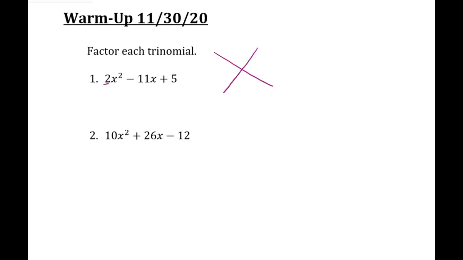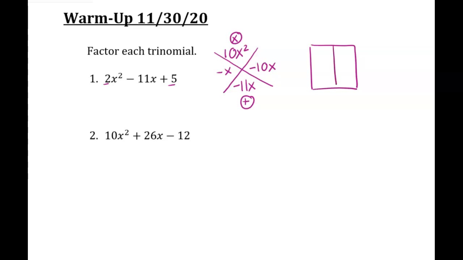So AC x squared will be 10x squared up there. Bx is negative 11x, so we want to add to negative 11 and multiply to be 10. So we can do negative 10x and negative x, which is just like a negative 1x. I'm going to make our box. So 2x squared goes right here. Negative 11x gets split into negative 10x and negative x, and then 5 goes there.